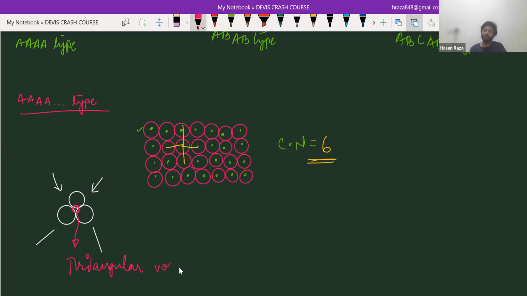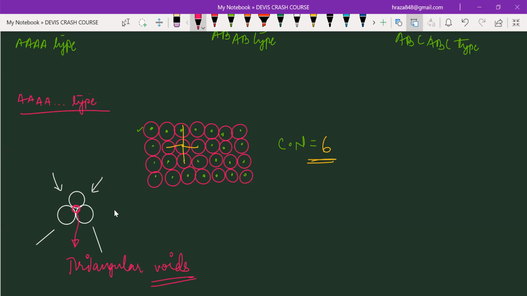Triangular voids. Are you getting my point? Now, if the void is made by 4 other atoms, that is known as tetrahedral voids. So these are similar.